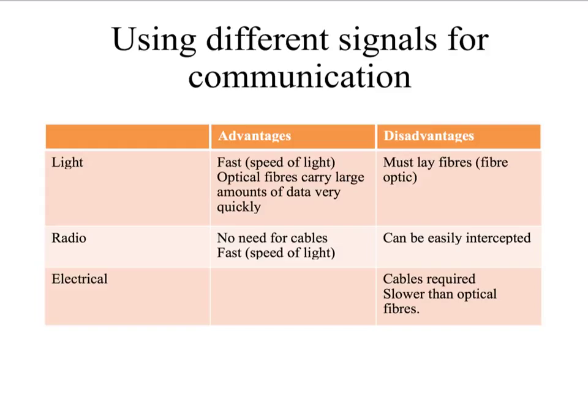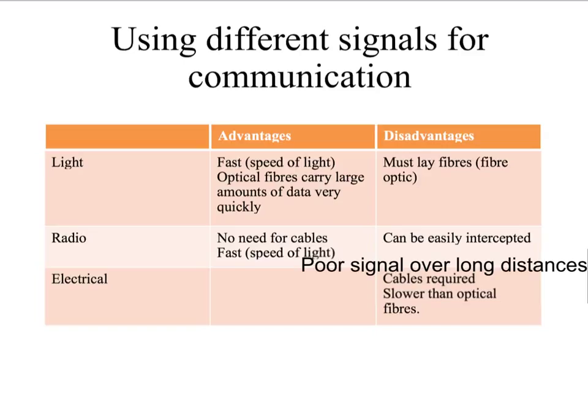Okay, so first of all, using light and optical fibres, well, they're very fast. The information travels at the speed of light, and optical fibres can also carry a large amount of data quickly. The signal quality is very good over large distances. But the disadvantage is, in a lot of areas, the fibre optic cable isn't already present, so it has to be laid before it can be used, which is expensive.